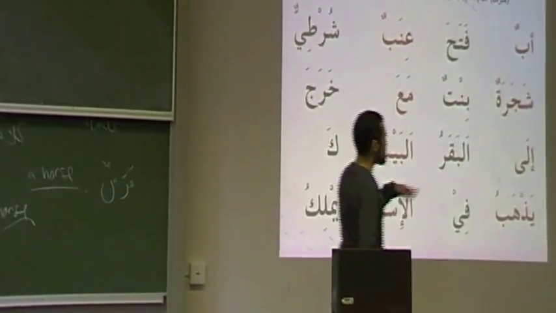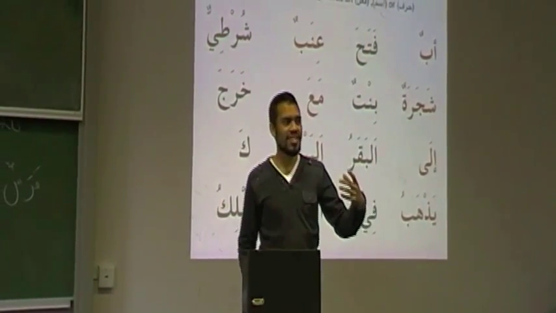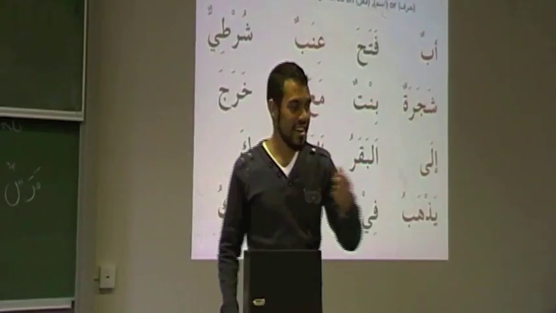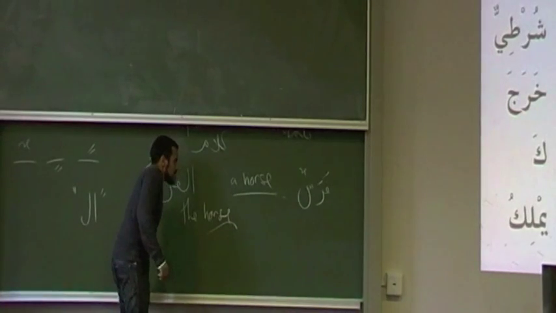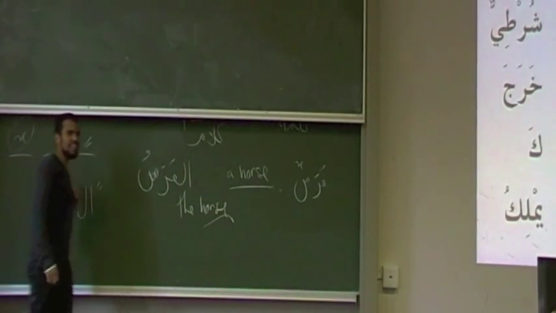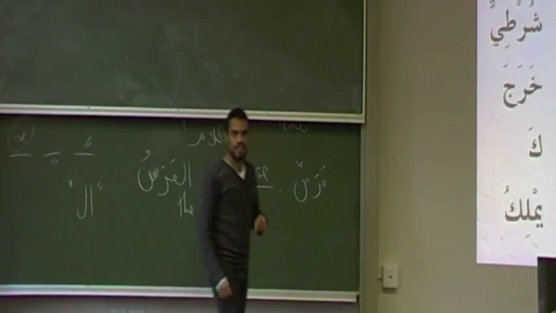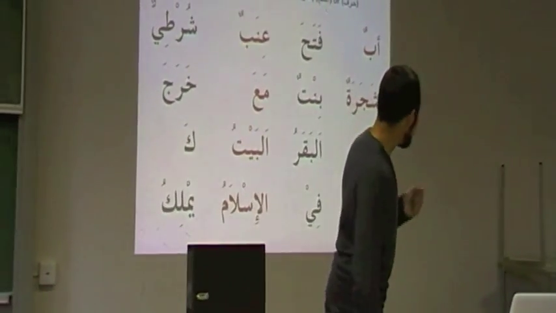Shajaratun, is this a noun? It's a noun. Can you guess what it means? Tree. It means a tree. You can see the tanween at the end. Verbs do not have this. These are only nouns. Nouns will have an, in, or un, tanween at the end.